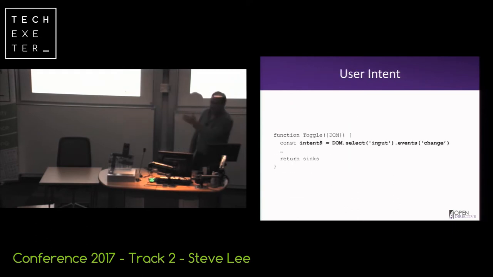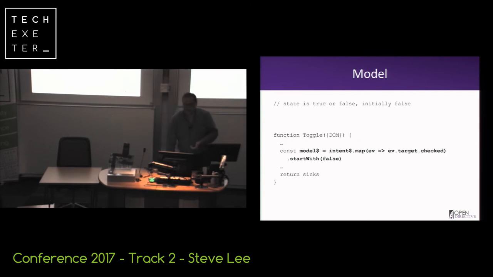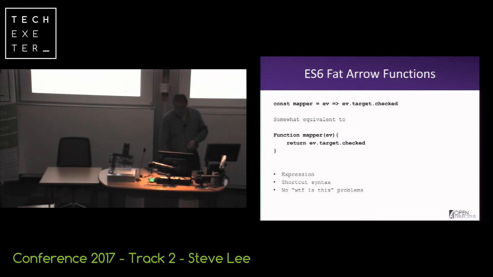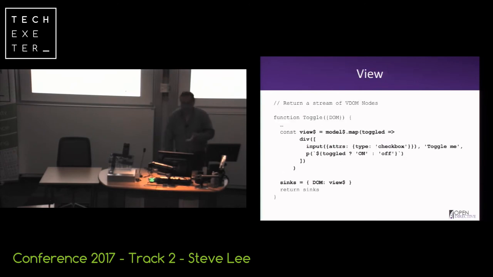The first line generates the intent by selecting the DOM events we're interested in, and we assign that to a constant. The next step is we take that constant and extract, or pluck, as is the terminology, the check status and start with false. And then the next step is the view, and that creates syncs and returns it. I've used variables, I should have said constant syncs, just to make it a little bit more documented. Obviously, you could just return a literal object, DOM colon view stream, if you like.